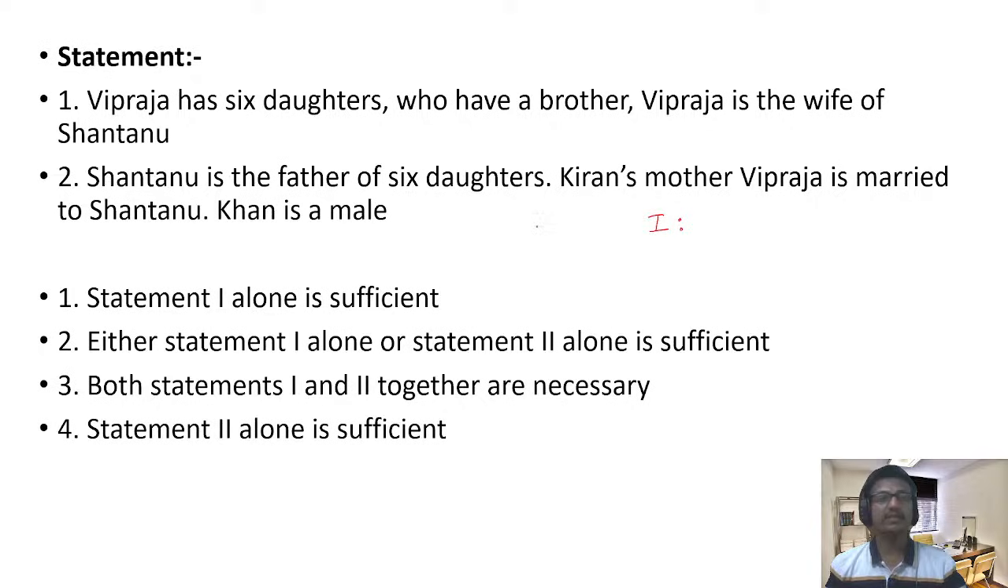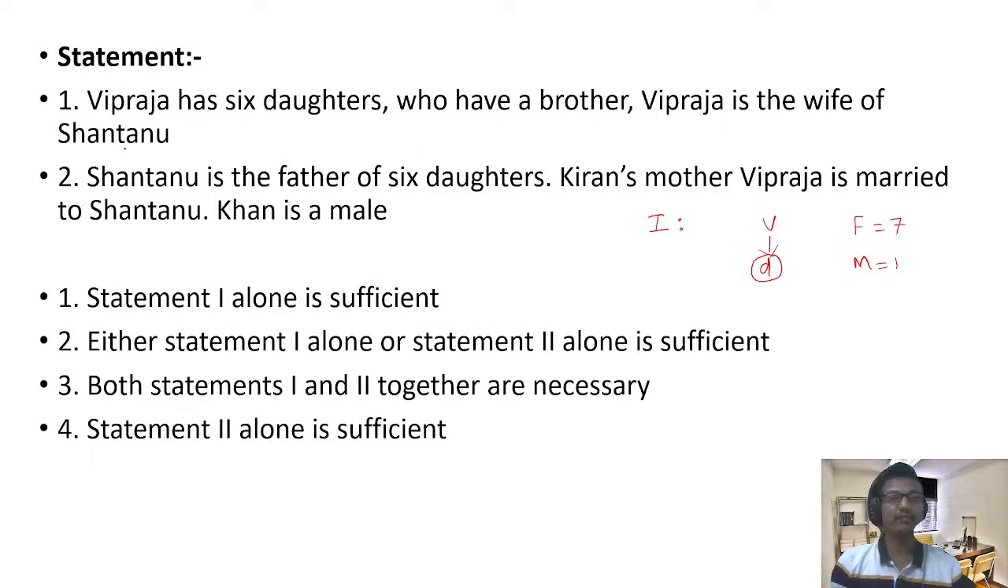First, we'll take statement 1. Vipraja has 6 daughters. So how many females from this? Vipraja is 1 and 6 daughters, so the total number of females from this statement is 7. Who have a brother? That means all the 6 daughters have a brother, a brother sibling to all the 6 daughters. So in males, one brother is there, so the males count becomes 1 here.